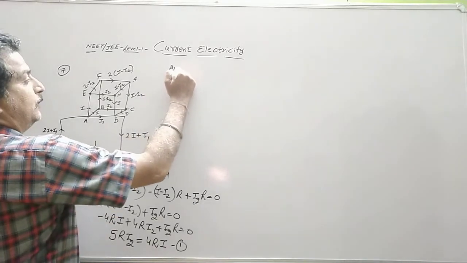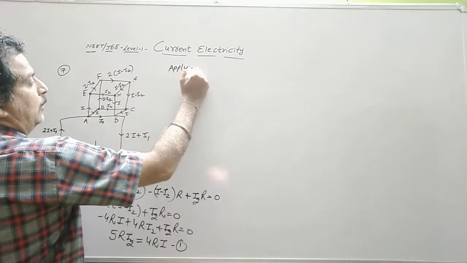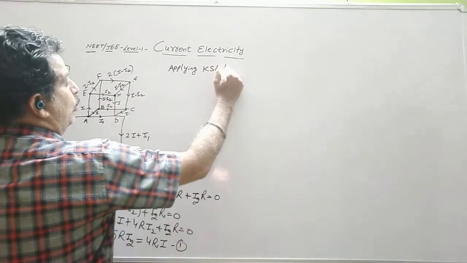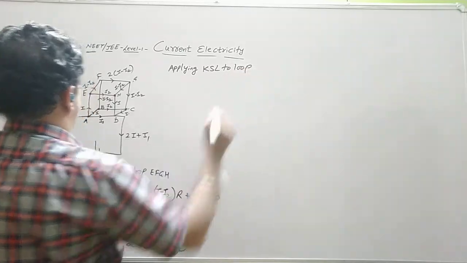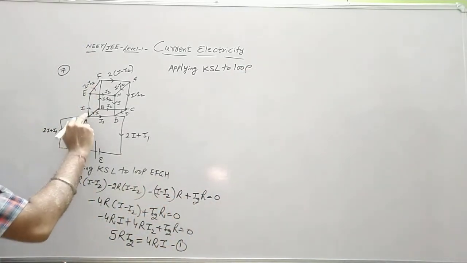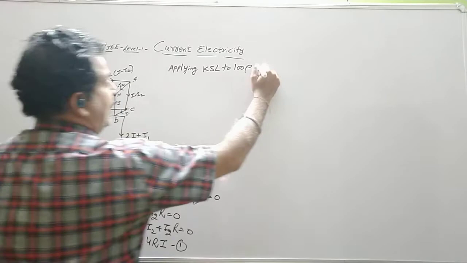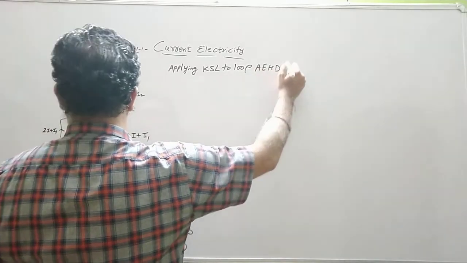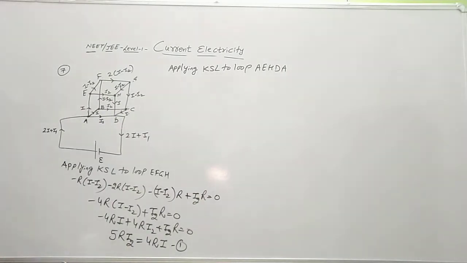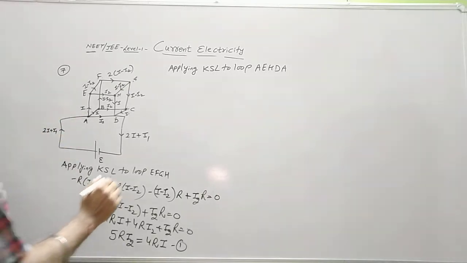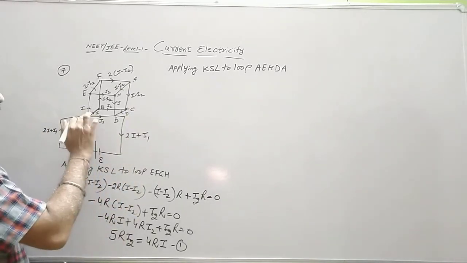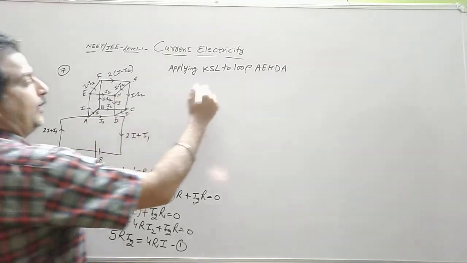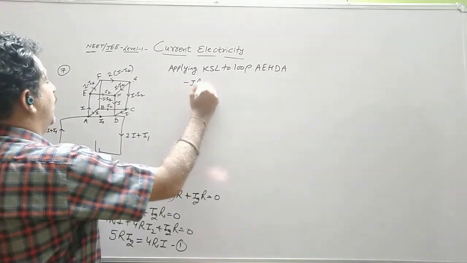So applying Kirchhoff's second law to loop, let us take this loop A, E, H, D and A. That will give us the relation between I, I2 and I1. So you can take any loop and do it by yourself. So A to E in the direction of current, so minus IR.